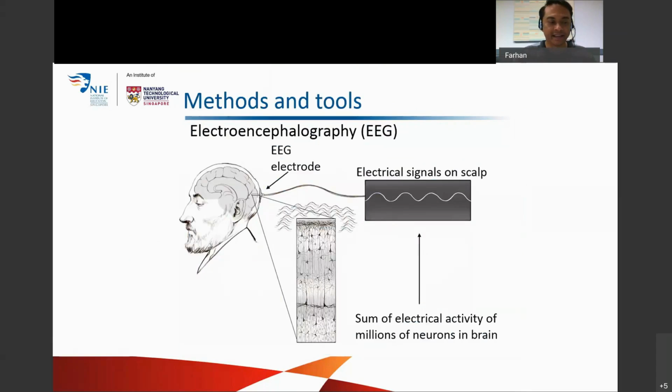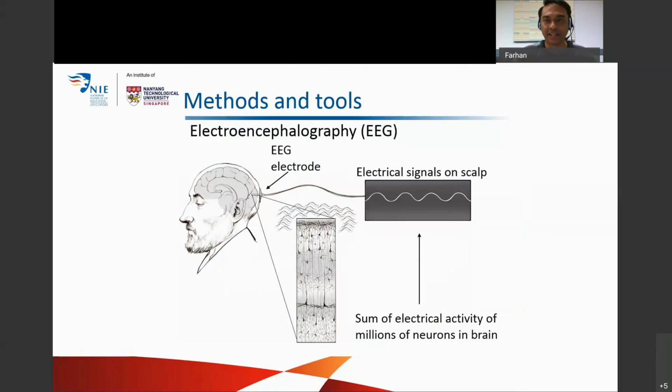But in the last decade, it's gained resurgence as the technology has improved and the analysis methods have become more advanced. EEG works by having an electrode on the scalp. The electrode is usually just a conductive metal placed on the head. As neurons under the electrode generate electrical activity when they are active, these signals sum and get detected by the electrode on the scalp.